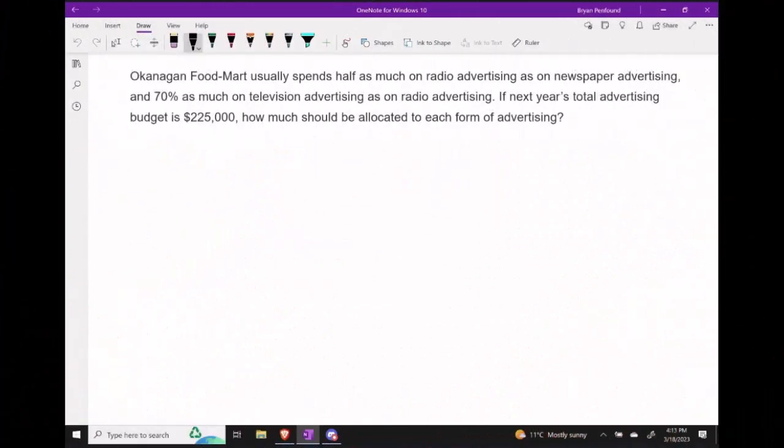Let's solve the following word problem involving ratios. Let's suppose Okanagan Food Mart spends half as much on radio advertising as on newspaper advertising. This means that we can set up a ratio between the radio to news advertising as 1/2 to 1.